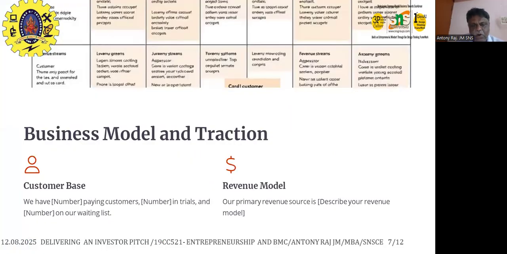And what is your business model? Primarily, what is going to be the business model? How are you going to acquire customers? For example, if paying customers are going to come, what trials are you going to offer? All this has to be clearly mentioned in the customer base part. And the primary revenue model: what is the main source of revenue, and what is the secondary source of revenue? The revenue model has to be very clearly explained here.